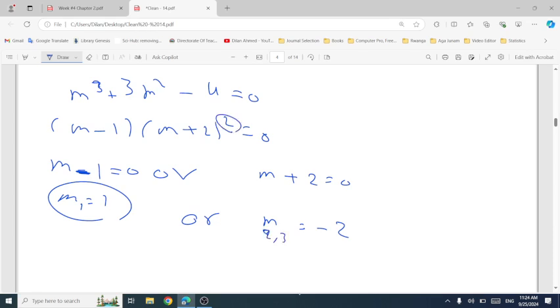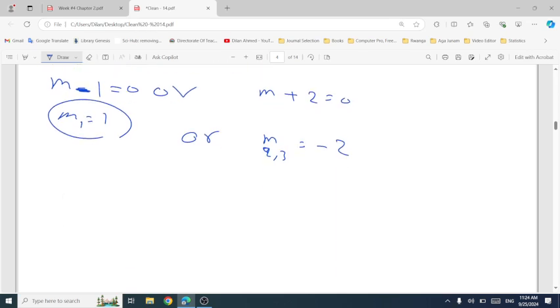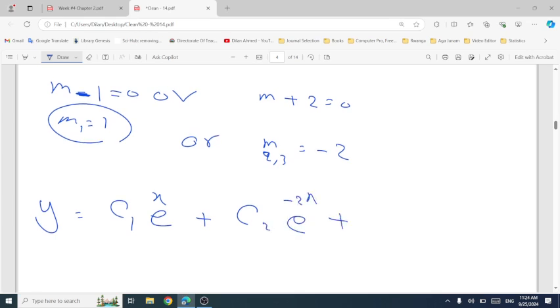I'm going to do M2 and M3 after. Why? Because it is squared, a quadratic. So how do we mix that one? In the first case, C1 e to power x, plus C2 e to power minus 2x, plus C3. Why minus 3?